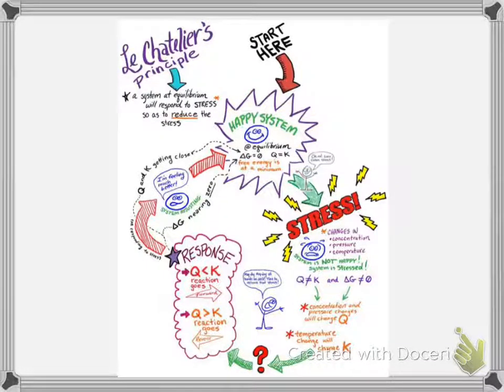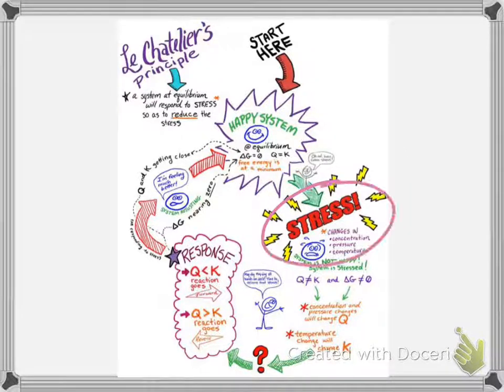There is, however, one more page I want you to take a look at. So this is kind of a concept map that I found on the internet and stole because it's awesome. And it basically is showing you what Le Chatelier's principle is talking about. You're always starting with a system at equilibrium if you're doing Le Chatelier. And at equilibrium, your Q is equal to your K, your delta G is 0, free energy is at a minimum, right?